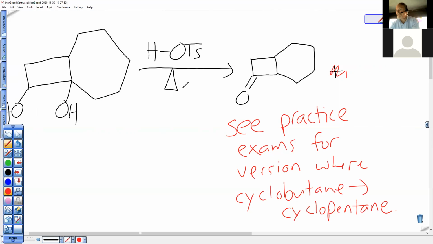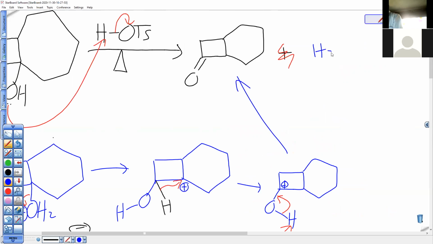And that brings to a close dehydration of alcohols. If you do need another product, here it is. H2O was made here and here. Dehydration of vicinal diols gives carbonyl compounds, and normal alcohols gave alkenes.